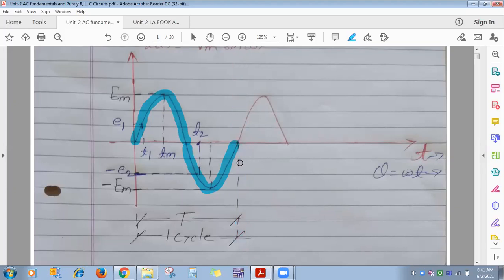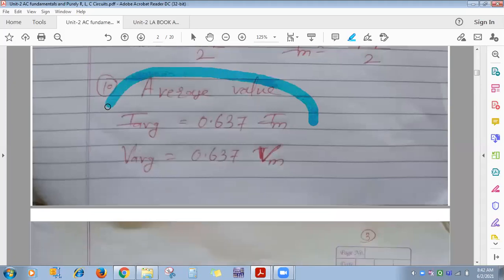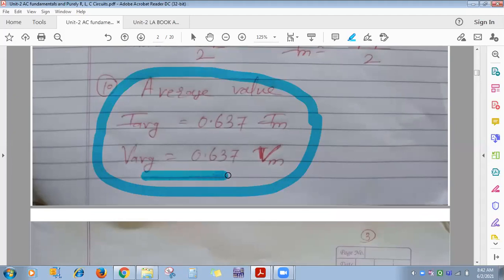That's why, for purely sinusoidal AC voltage and current, the average value is considered only for the positive half cycle. The average of all instantaneous values over the positive half cycle of an alternating voltage or current is called the average value of that voltage or current. It is denoted by capital V suffix average or capital I suffix AVG, and the formula is 0.637 times the peak value. So V average is 0.637 times the peak value of the voltage. The same formula can be used for current also.